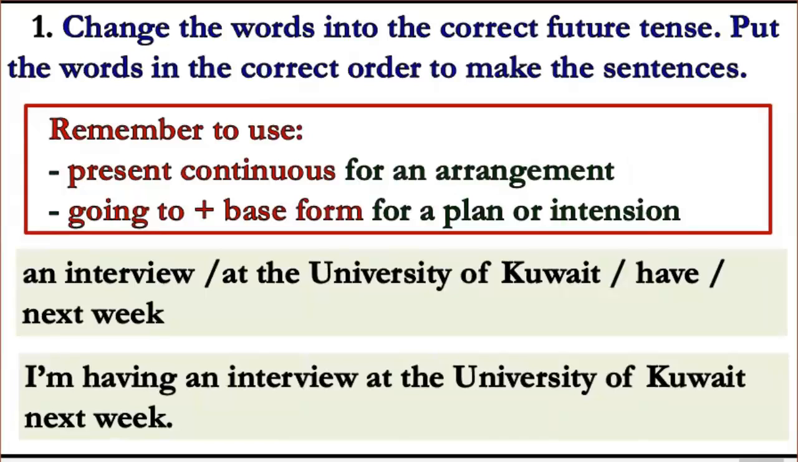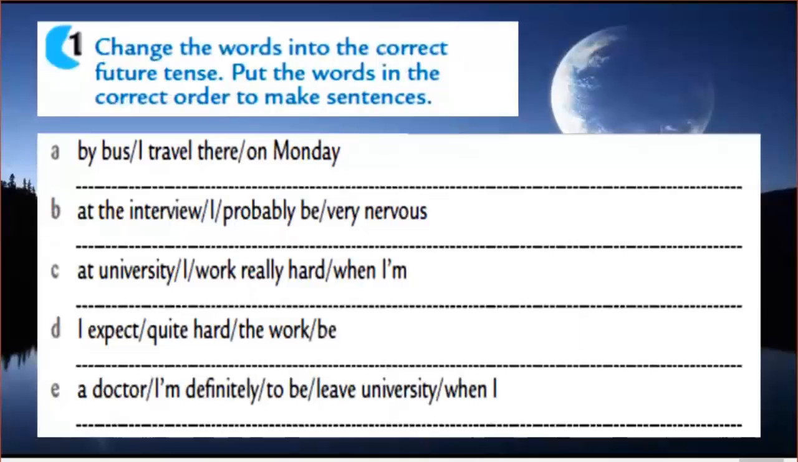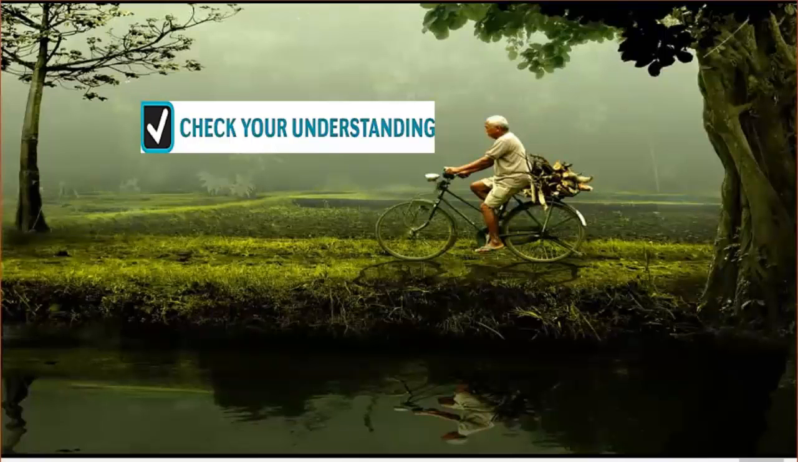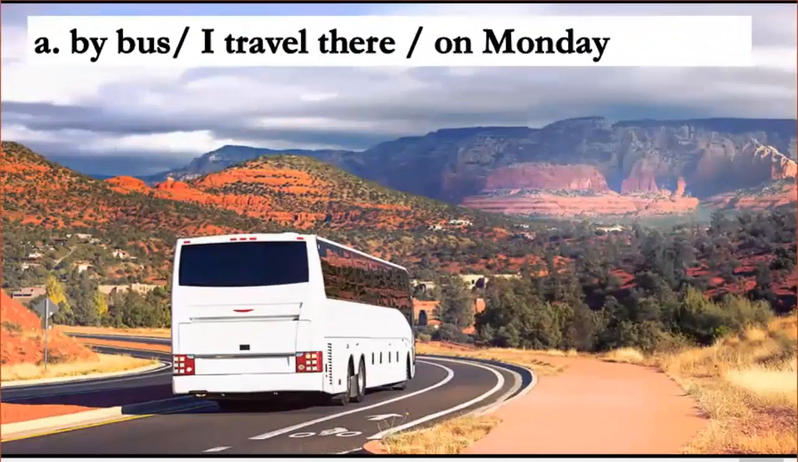Now let's go to your workbook. We want to change the words into correct future tenses. Put the words in the correct order to make sentences. Remember to use present continuous for an arrangement and going to plus the base form for a plan or intention. The first one says: an interview at the University of Kuwait have next week. Then I say, I am having an interview at the University of Kuwait next week. Now we want to do the exercise. I give you a chance. You may pause the video until you answer the question, and after that, check your answers.